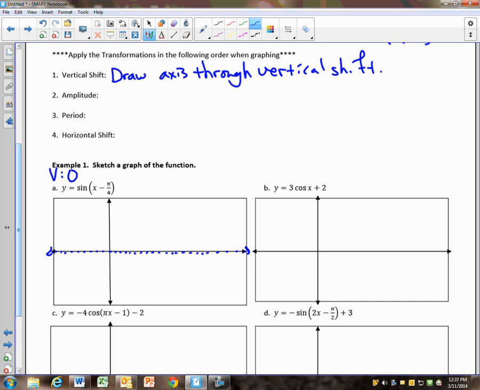What's the amplitude? 1. So from the shift, I go up 1 and down 1. So what's my maximum value? 1. And my minimum value is -1. So I mark the max and min.